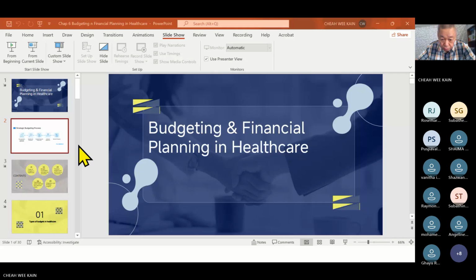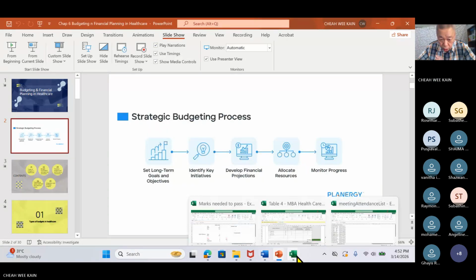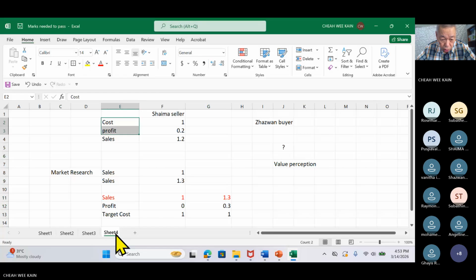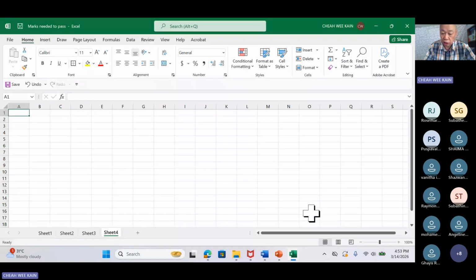let's go to here. This is practical again. Who makes the long-term goals and objectives? Maybe your CEO wakes up in the morning. Your CEO, I am a Sunway CEO.